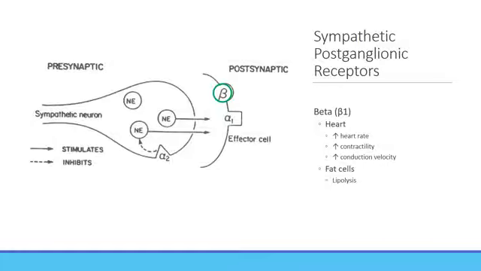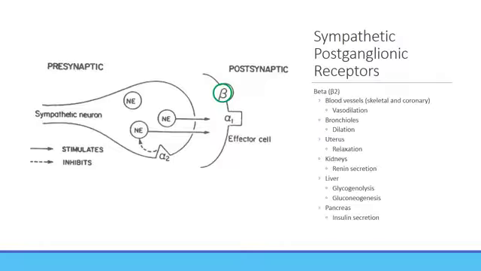Beta 1 is primarily found in the heart, but also in fat cells, and once again it resides on the postsynaptic side, on the effector cells themselves, just like alpha 1. And the main activity you see with beta 1 receptors within the heart is it's going to increase the heart rate, it's going to increase contractility, and it's going to increase the conduction velocity. So the heart's going to beat faster and stronger, and we're going to see an increase in heart rate globally.